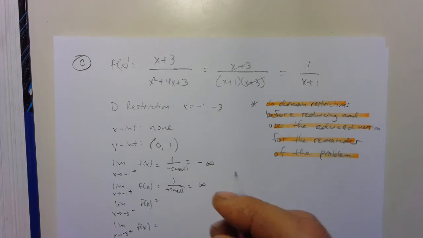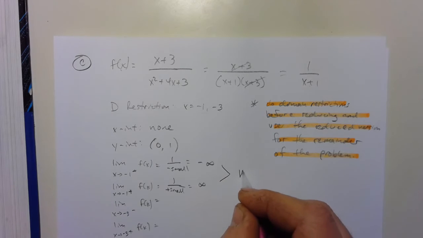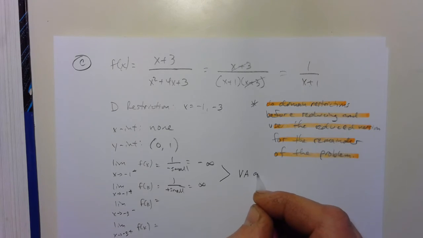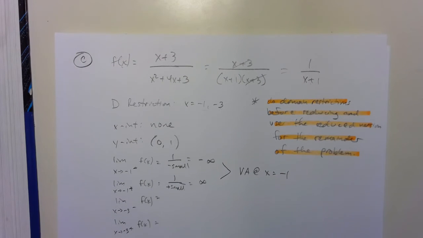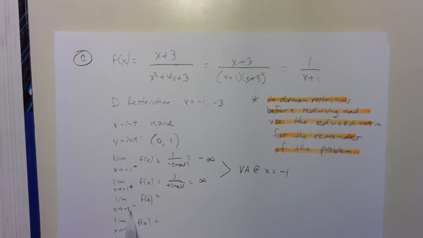Okay, so we can see, right, what does this tell us? This tells us we have a vertical asymptote at x equals -1. So that's really what we've learned, because it goes up to infinity and down to negative infinity. It tells us where that asymptote is going to be. Okay. Now let's look at -3.